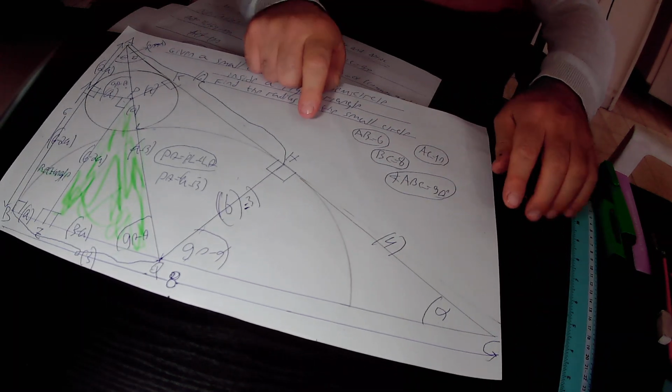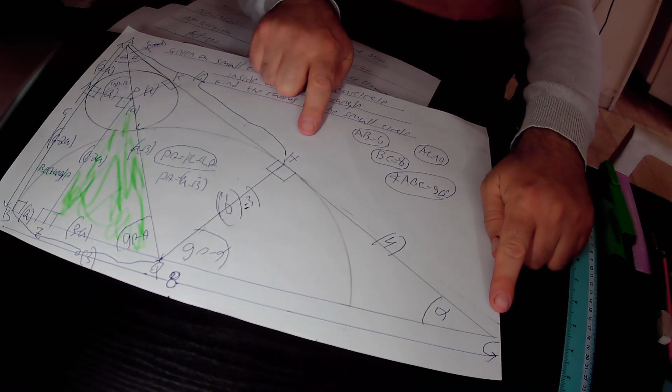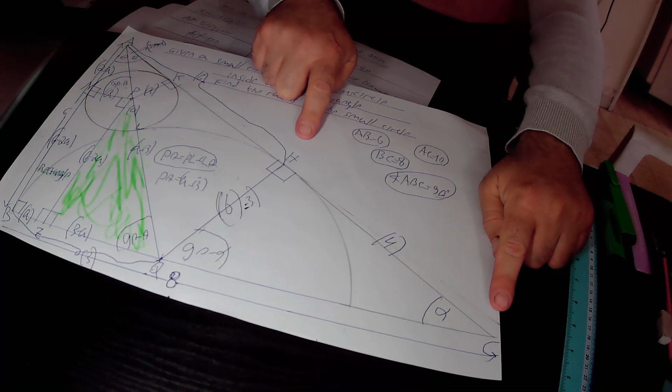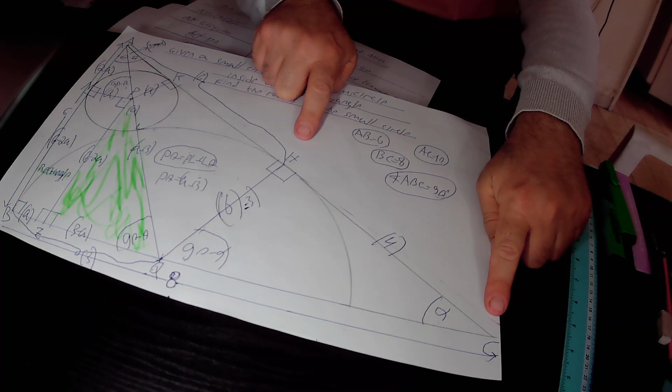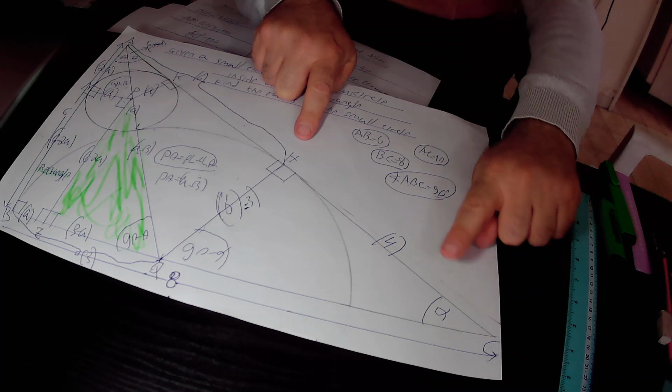What is the length of line segment HC? From the drawing it is very easy to see that HC in total equals AC minus AH. Again, HC equals AC minus AH. AC is 10, AH is 6, so in total HC equals 10 minus 6, that is 4.